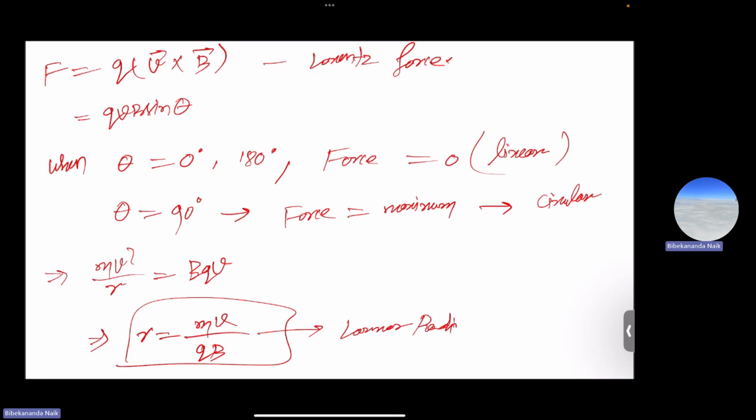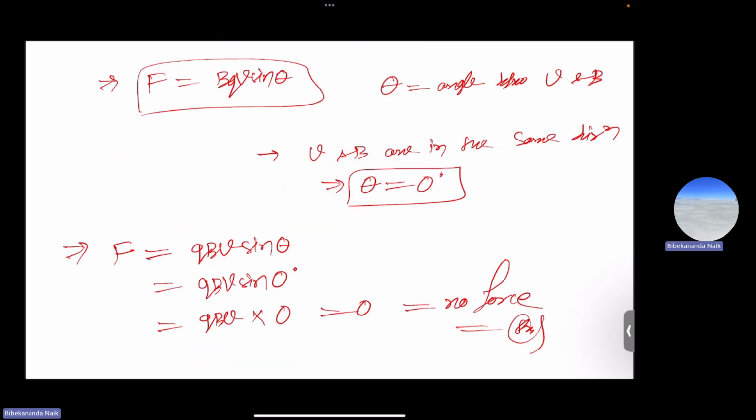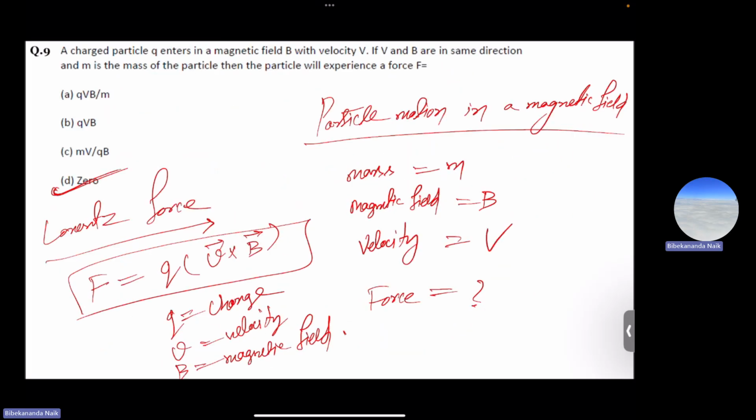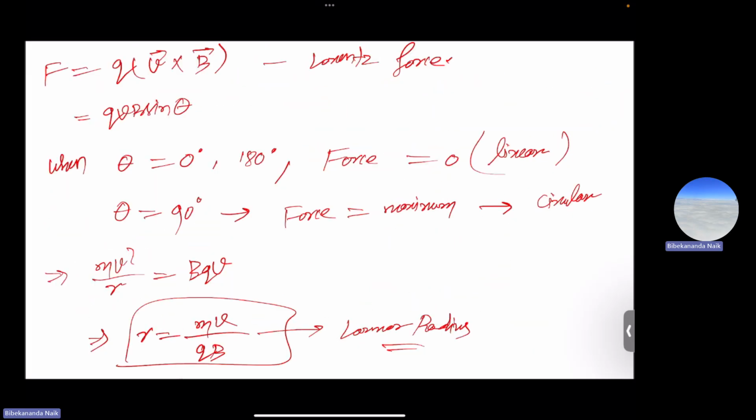So the radius of the particle when it undergoes circular motion, or the cyclotron motion, in a magnetic field is called the Larmor radius. One of the options was also this mv by qB. So mv by qB is not a force, but the radius of the circular path of that particle.